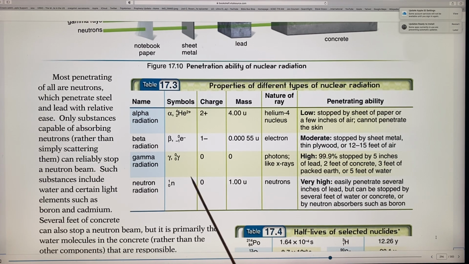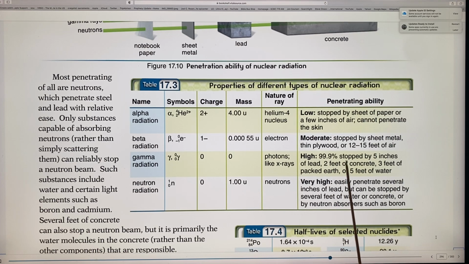And here's the gamma. Gamma goes through all of these. The gamma are like photons or x-rays, so they can almost go through anything. It's like when you're getting x-rays, how they put the lead on you. But anyway, basically, gamma rays are even higher frequency.